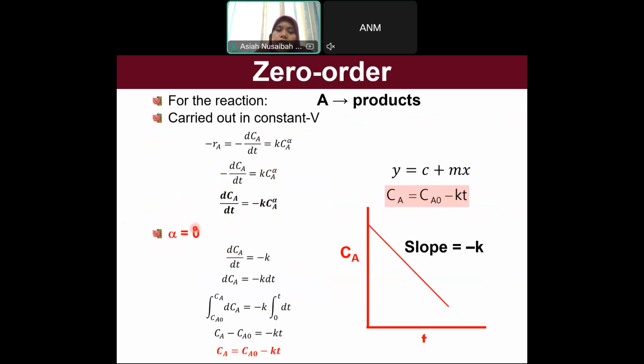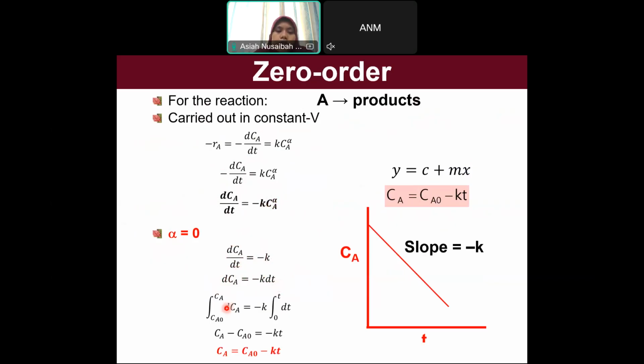So we modify the bold equation and replace alpha with 0. The left hand side stays dCA over dt equals minus k times CA to the power of 0. Anything to the power of 0 is equal to 1. Hence, the equation just becomes dCA over dt equals minus k. Now, how do we proceed? We collect all the CA terms on the left and the t terms on the right, so we have dCA equals minus k dt.